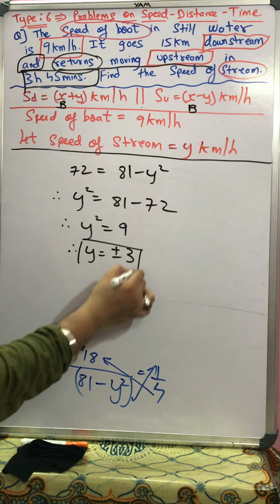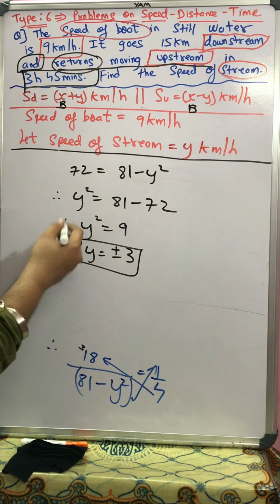But students, over here y is what? Let the speed of the stream be y kilometer per hour. A speed cannot be negative, and y belongs to speed. Because y belongs to speed, therefore y cannot be equal to minus 3. Therefore y is equal to plus 3 kilometer per hour. Okay students, 3 kilometer per hour. Find the speed of the stream. Okay.